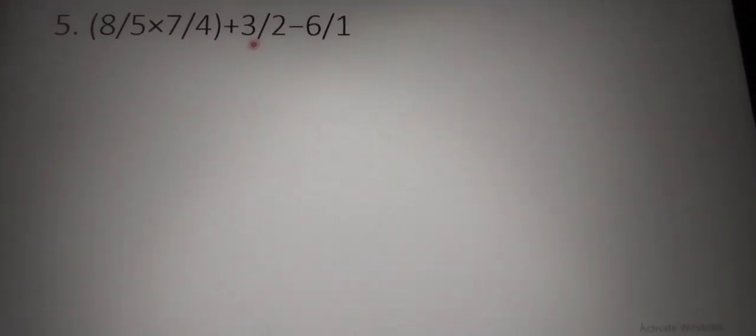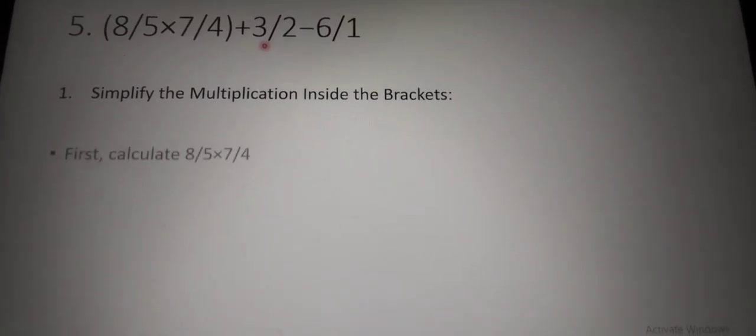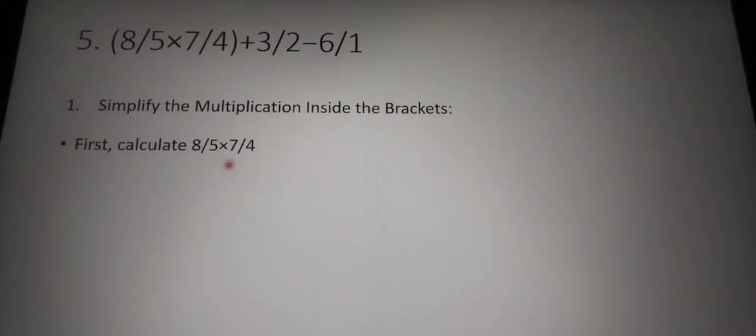So let's solve it using the same steps we used. First come the brackets, so let's simplify the multiplication inside the brackets. First, we have to calculate 8 over 5 multiplied by 7 over 4.